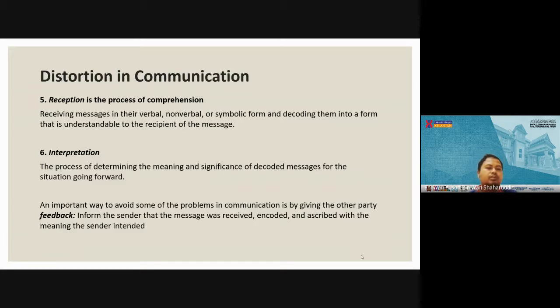An important way to avoid some of the problems in communication is by giving the other party feedback, because when you inform the sender that the message was received, decoded, and ascribed the meaning the sender intended, they will be happy that whatever was said to you is already received and decoded by you as well. If you do not provide feedback, there will be a lot of misinterpretation. For example, are you not being happy because you don't provide feedback, or are you not pleased with this particular negotiation process?